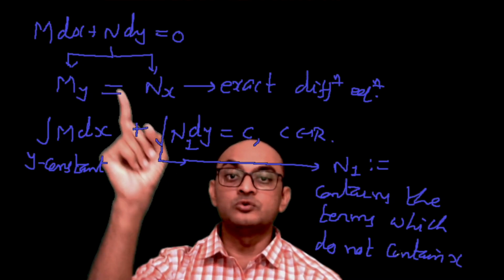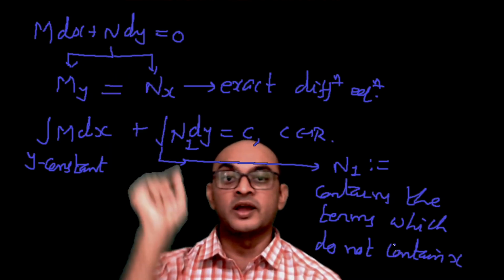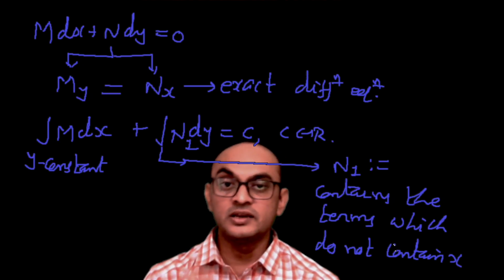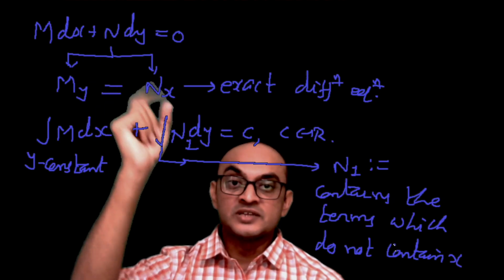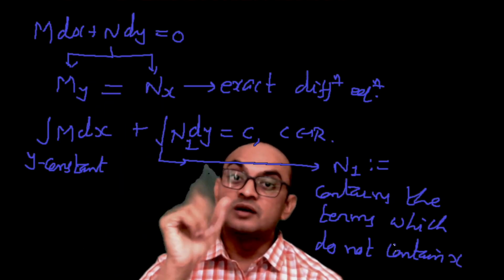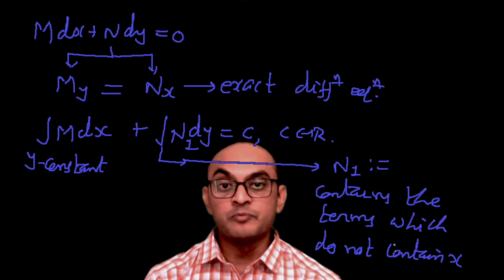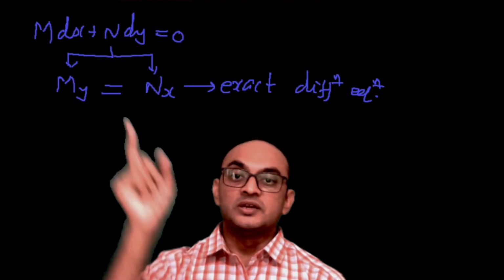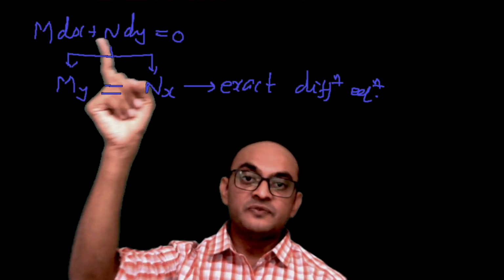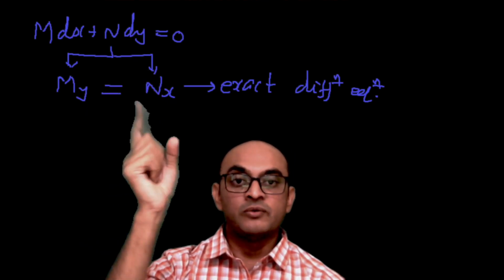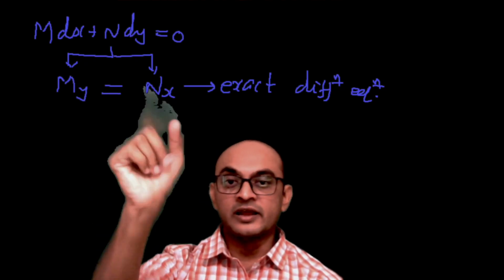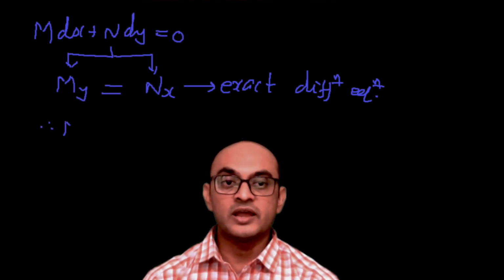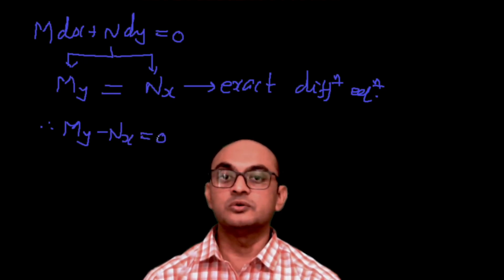That means I have to choose only those terms from N which do not contain x. This differential equation M dx plus N dy equal to 0 has some importance. So let me discuss that importance here. Now see, I am saying that this differential is exact. That means ∂M/∂y minus ∂N/∂x equal to 0. That is the meaning: ∂M/∂y equal to ∂N/∂x. So what I am saying, ∂M/∂y minus ∂N/∂x is equal to 0.